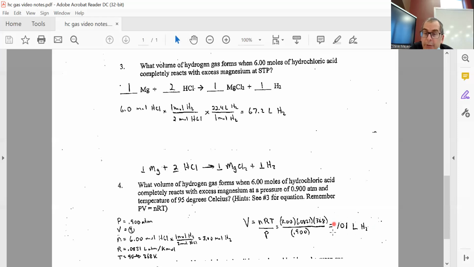And that's what I was able to figure out here. So yeah, you're using your extended mole train with the 22.4 liters per mole at STP, but you could always use PV equals nRT if you know the temperature and pressure to connect the number of moles to volume right there.